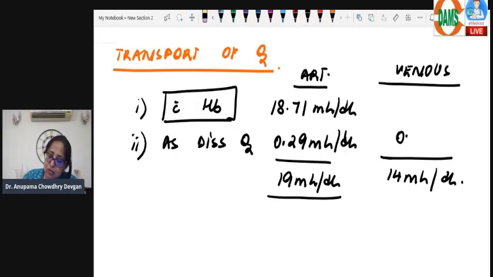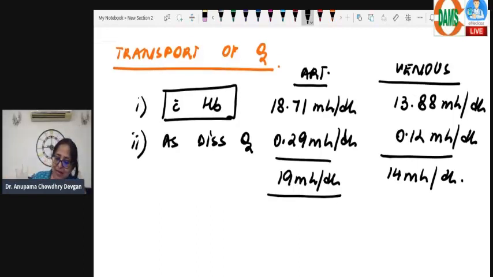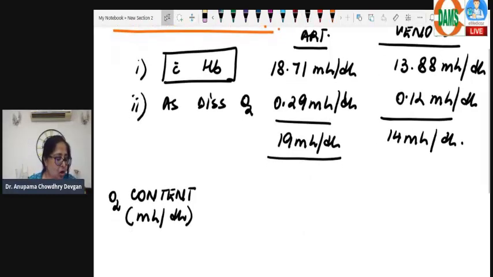If you look at the venous side, the dissolved oxygen is even less. It is just 0.12 ml per 100 ml. So with hemoglobin, it is 13.88 ml per 100 ml of blood. 99.99% of oxygen is in combination with hemoglobin. So if I want to see the oxygen content of the blood in ml per 100 ml, I must know the oxygen in combination with hemoglobin.